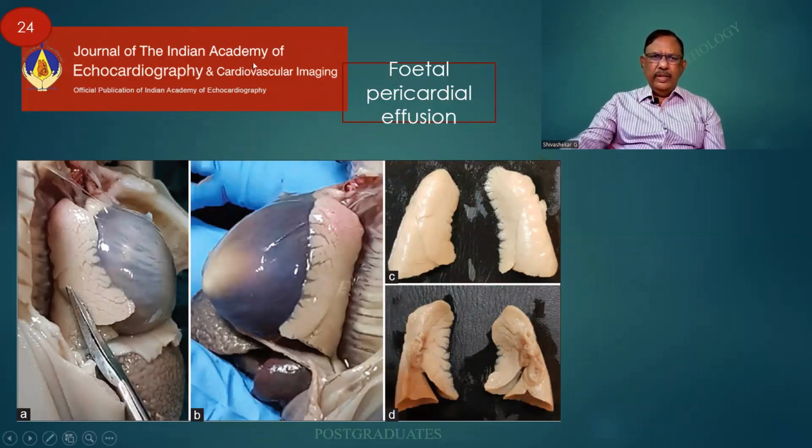Thanks to this one, Journal of the American Society of Echocardiography. Beautiful. This is a lung over here, it is normal. There is a ballooning over here. That is because around the heart, there is a pericardial effusion that is separating both the lungs. They are being separated over here, and finally it is being removed. It is a fetal autopsy wherein there is a massive pericardial effusion.